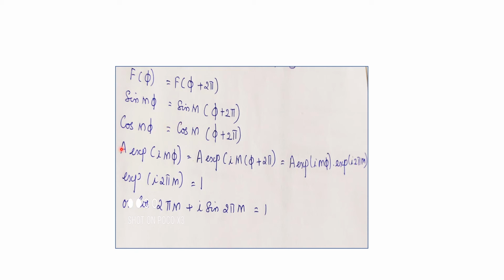This is possible only if the value of m is equal to 0, plus or minus 1, plus or minus 2, etc. Similarly, A exponential i m phi is equal to A exponential i m into (phi plus 2 pi). That is equal to A exponential i m phi into exponential i into 2 pi m. Exponential i into 2 pi m is equal to 1, or cos 2 pi m plus i sin 2 pi m equal to 1.